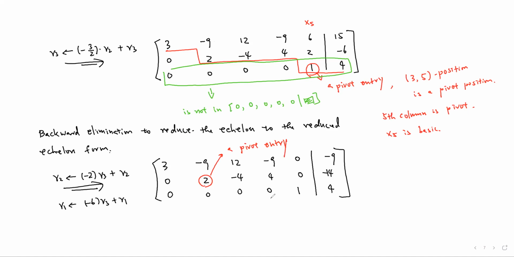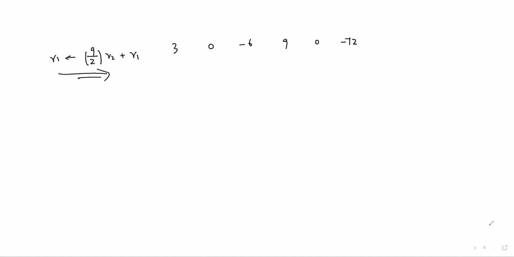Plus 9/2 times row 2, then add to row 1. I get this matrix. Actually, it's wiser to scale row 2 first, right? Divide row 2 by the number 2 first. Make your computation easier.